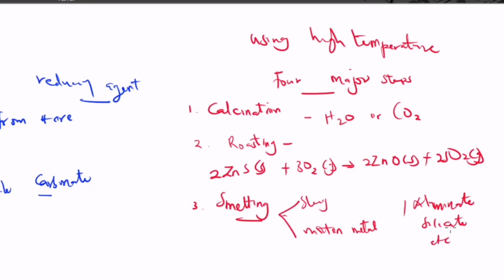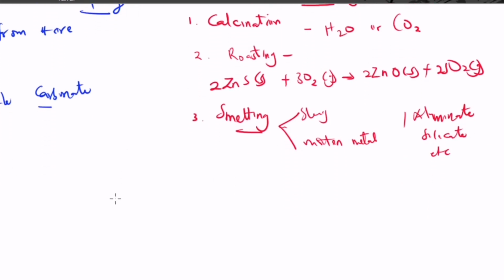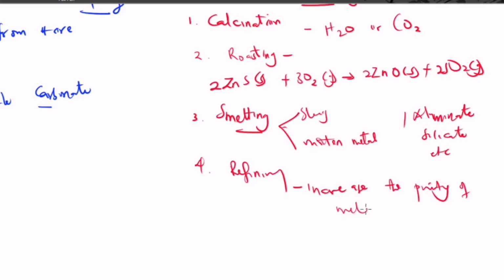Let's look at the fourth one, which is the final one. The fourth one is refining. When we talk about refining, it is the heat treatment of crude metal products to improve the purity. So we are increasing the purity of the metal through refining. So these are the four major steps in pyrometallurgy.